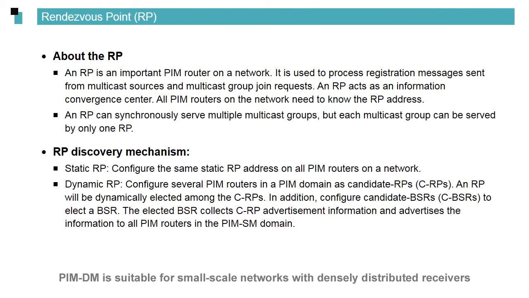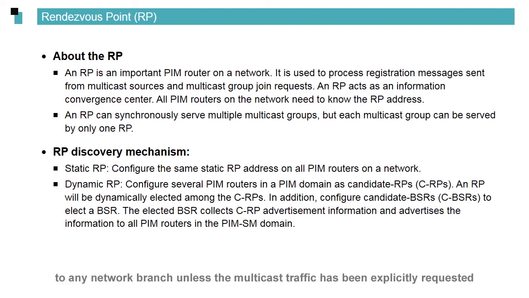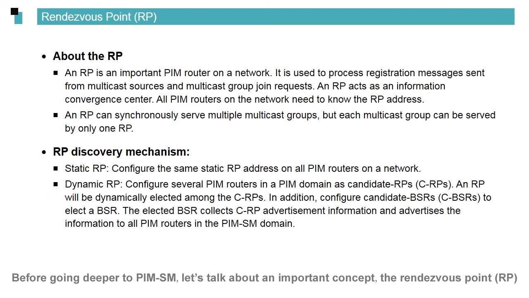Next, let's discuss another PIM mode, PIM-SM. PIM-DM is suitable for small-scale networks with densely distributed receivers, whereas PIM-SM is ideal for large-scale networks with sparsely distributed receivers. PIM-SM works in pull mode. Initially, a PIM-SM device does not flood multicast traffic to any network branch unless the multicast traffic has been explicitly requested. Before going deeper into PIM-SM, let's talk about an important concept, the rendezvous point.